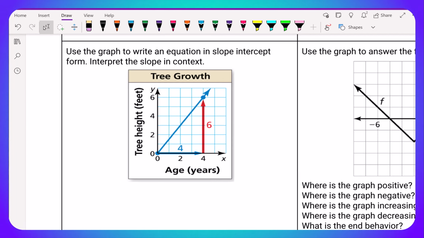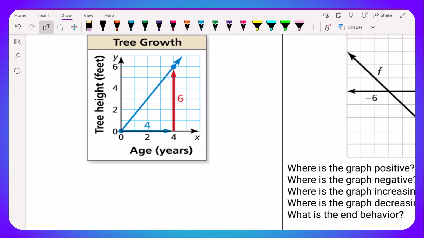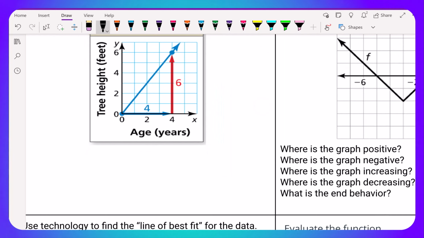Okay, the next question is asking us to interpret the slope in context and to use the graph to write an equation in slope-intercept form. So slope-intercept form is y equals mx plus b. For me to write the equation, I need to know the slope. So easily enough, it actually shows me the slope here. All you have to do is think rise over run.